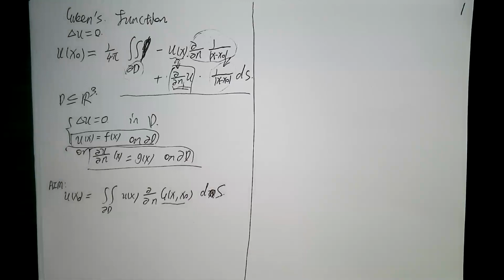I have a question. Of course. I'm still a little confused by partial u, partial n. Can you give an example?